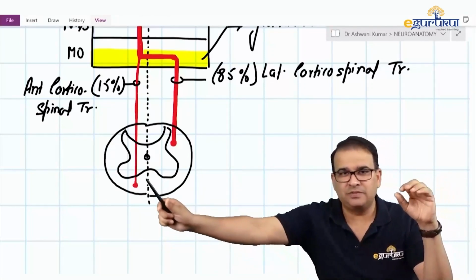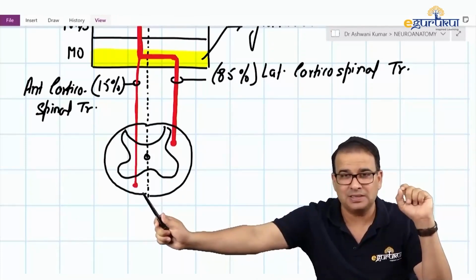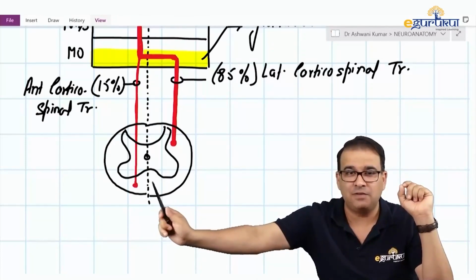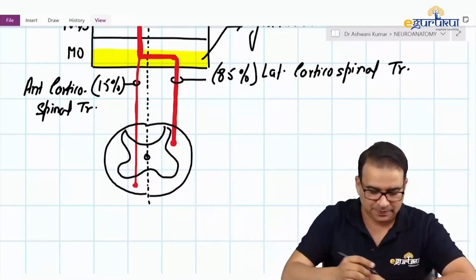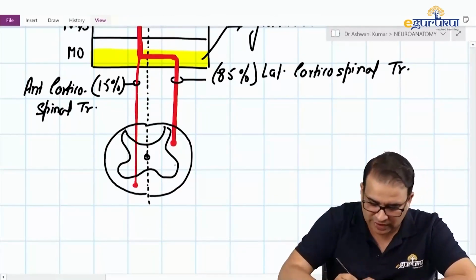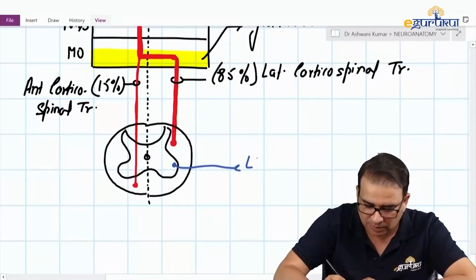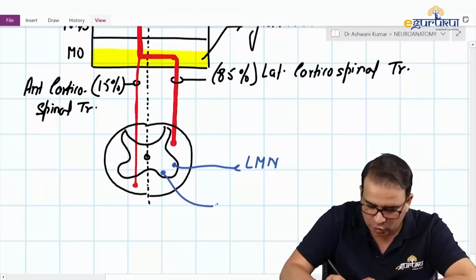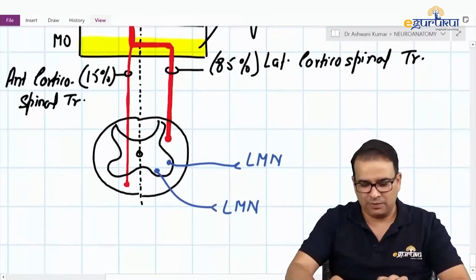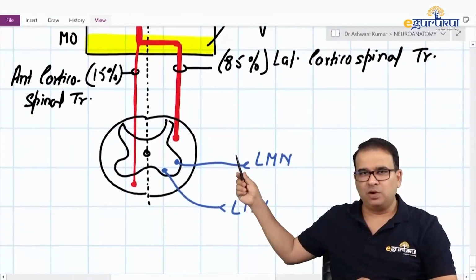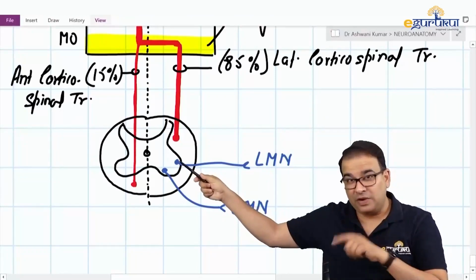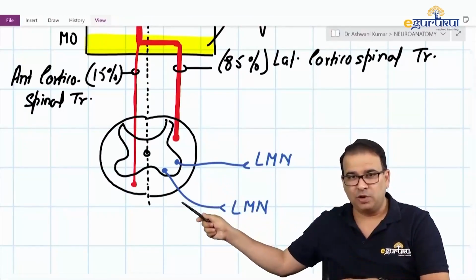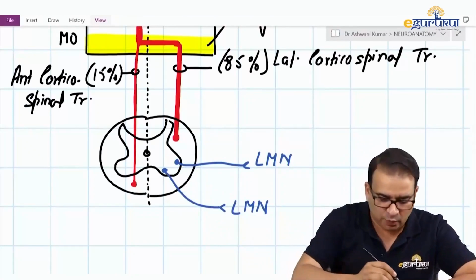Even these 15% fibers will decussate, but they will decussate at the level of the spinal cord. You already know in the ventral horn we have a lateral nucleus and a lower motor neuron coming out from here. And we have a medial nucleus from where again a lower motor neuron will come out. Lower motor neuron from the lateral nucleus of the ventral horn, lower motor neuron from the medial nucleus of the ventral horn.